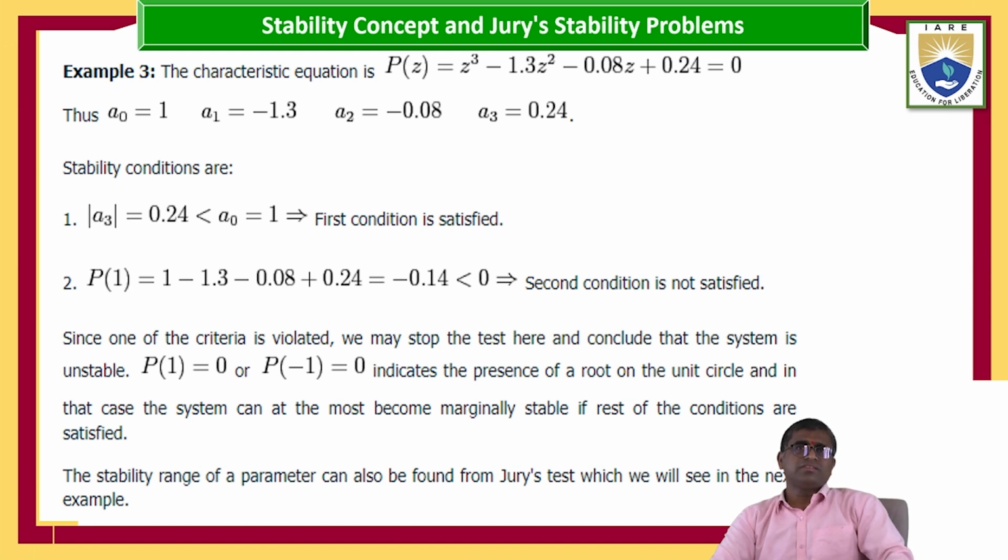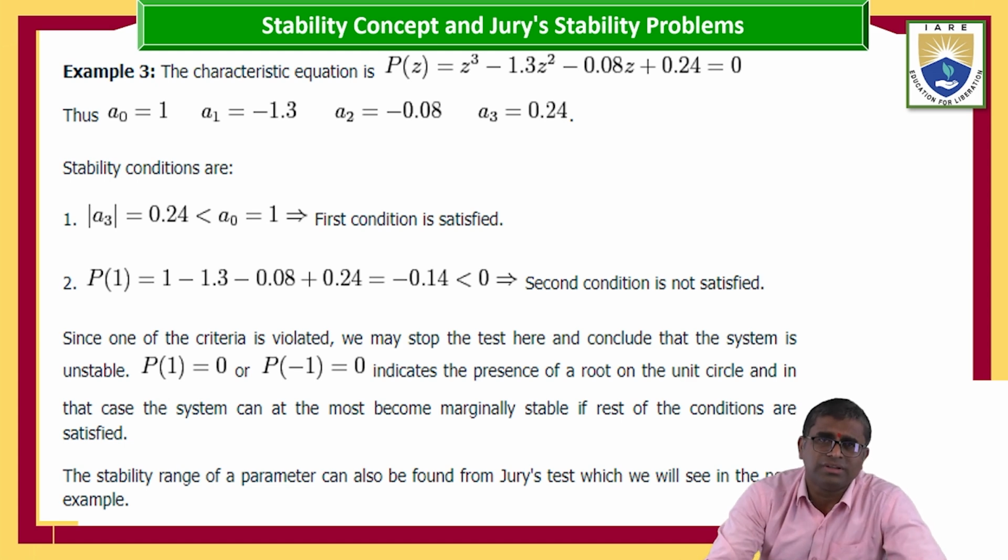So what I am saying is, if it is not satisfied, we may stop the test here, concluding the system is unstable. The system is unstable. Okay, P of 1 equal to 0 or P of minus 1 equal to 0 indicates the presence of roots on the unit circle, and in that case the system can become marginally stable if the rest of the conditions are satisfied. That's why we have to stop here for this one. The stability range of the parameter can also be found from the Jury table, which we will see in the next example.